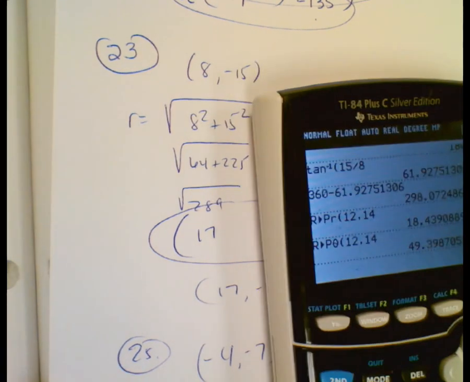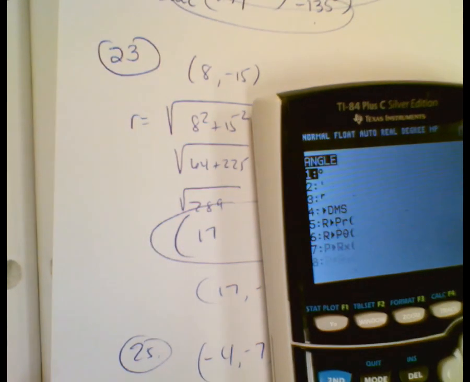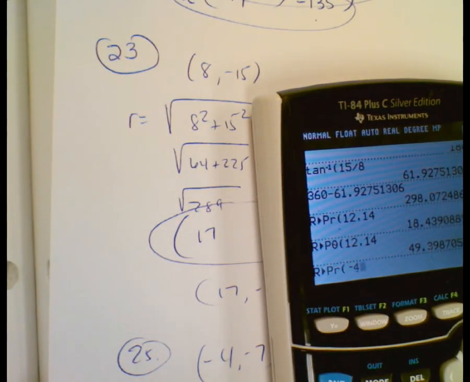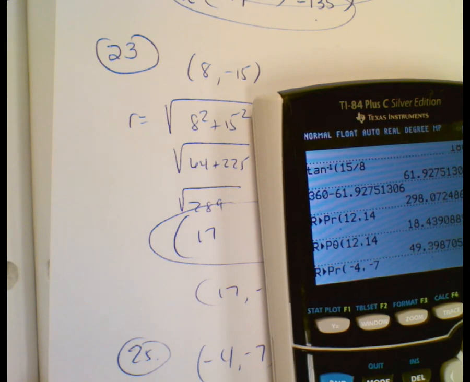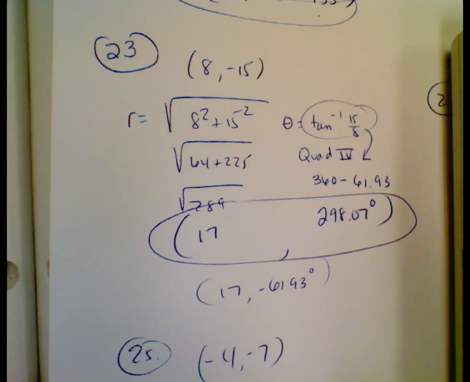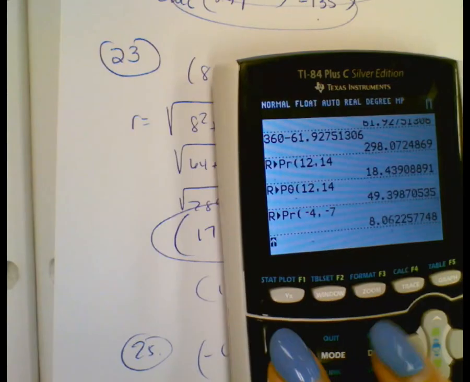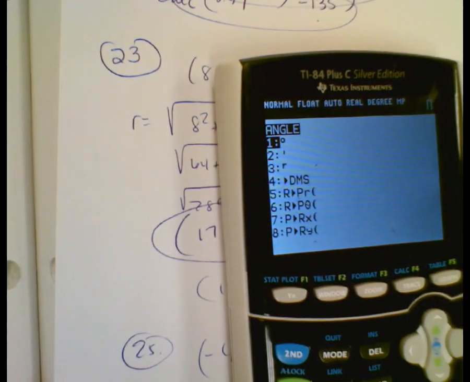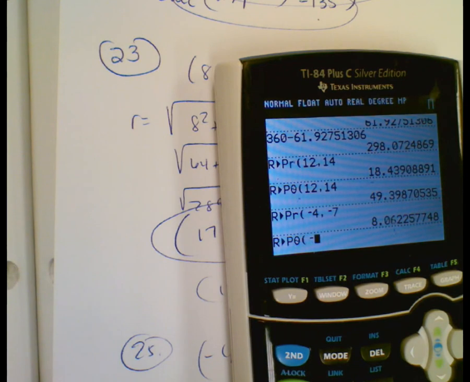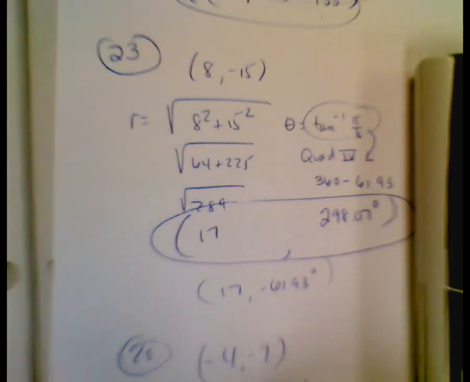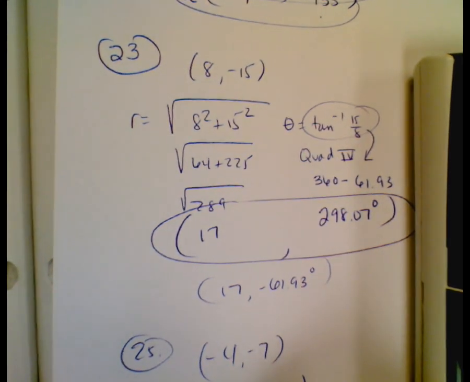Okay, so we have sec^-1 of (5, -4), comma, negative 7. So our R is 8.06. And the angle is sec^-1 of (6, -4), negative 7. So it says negative 119.